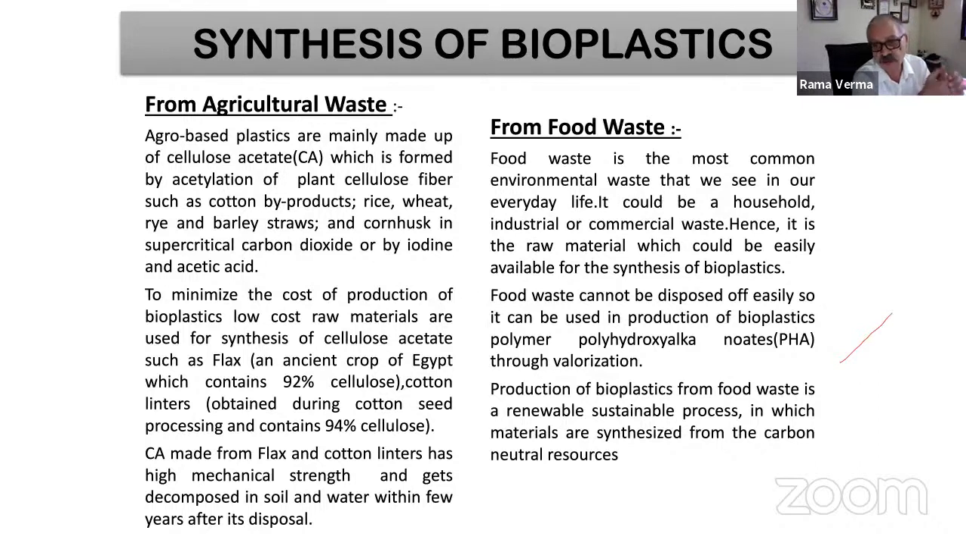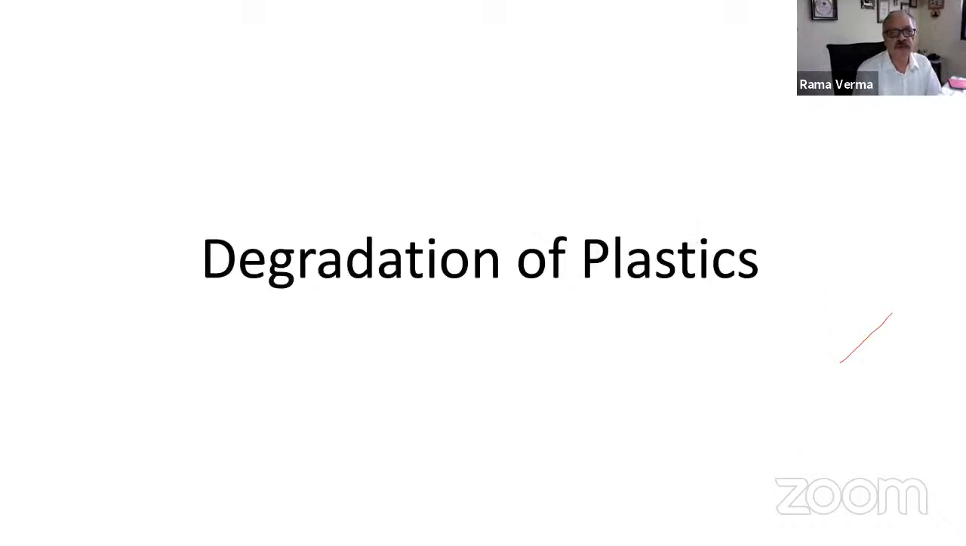Food waste also we can use, because food comes from plant materials, and a lot of food material has cellulose, protein and carbohydrate. So a process can be developed to make renewable, sustainable bioplastic from that also. So how do we degrade the plastics? There are so many ways you can.